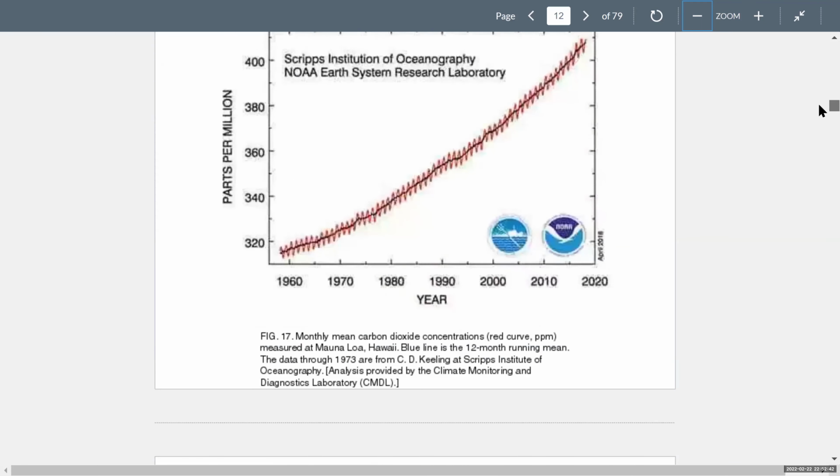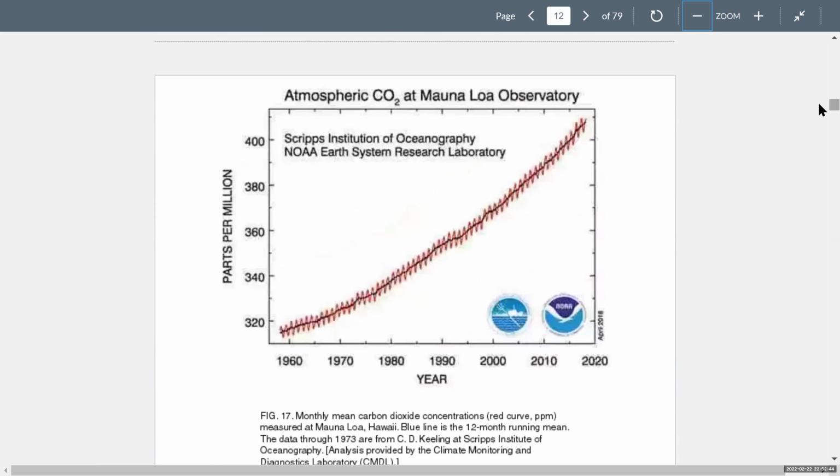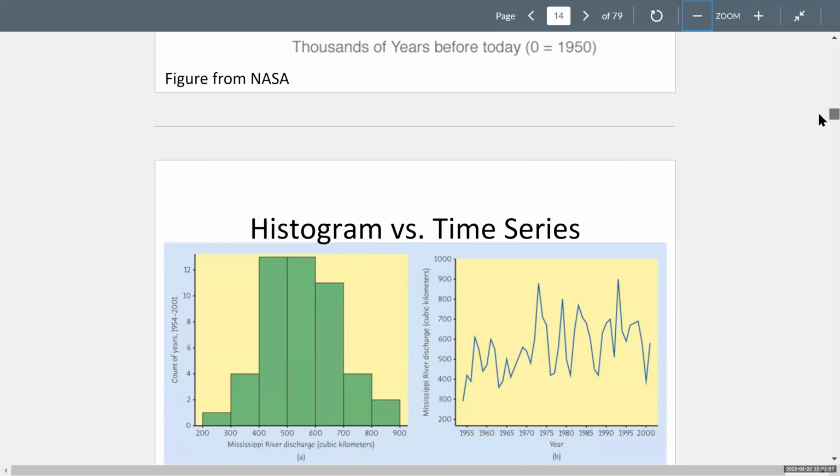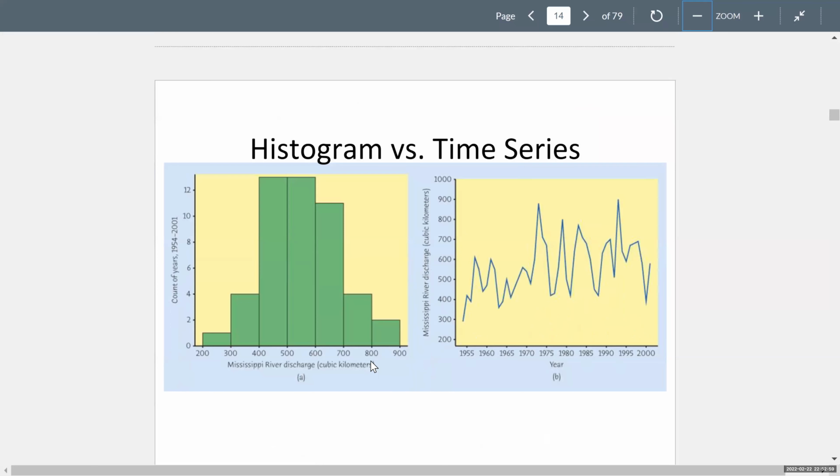Whereas if we are looking at that time series of our atmospheric carbon dioxide concentration, there is a very clear pattern that it's just continuously going up. So for a time plot, we're going to have years along our x-axis and some quantitative variable on our y-axis.